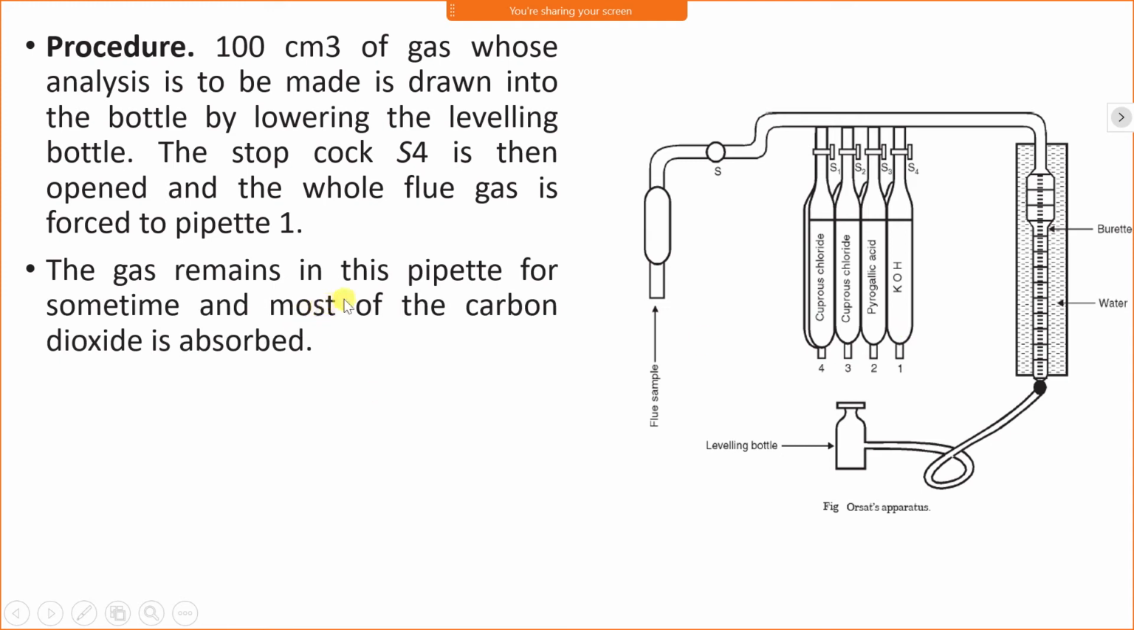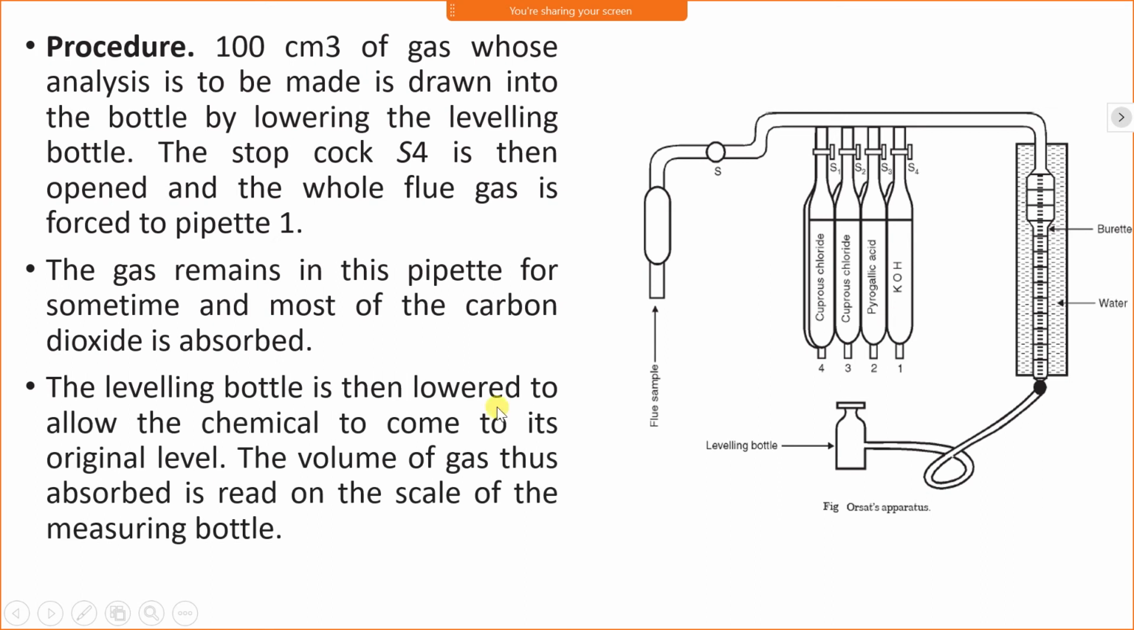The gas remains in this pipette for some time and most of the carbon dioxide is absorbed. The gas remains inside pipette 1, meaning inside the KOH, for some time so that all carbon dioxide can be absorbed by the KOH. And this process is repeated 2-3 times to ensure the absorption of all carbon dioxide gas in pipette 1.